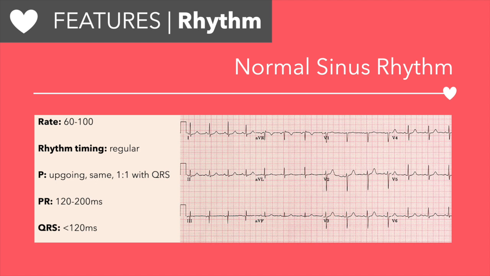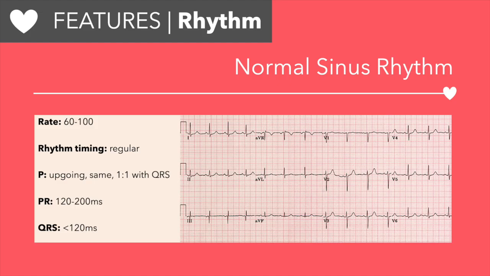Next up is rhythm. Pattern recognition aids with rhythm assessment. However, specific pieces of information will also help. Rate, rhythm timing, meaning, is it regularly regular, regularly irregular, or irregularly irregular? The P wave, PR interval, and QRS complex. These are the features of normal sinus rhythm.